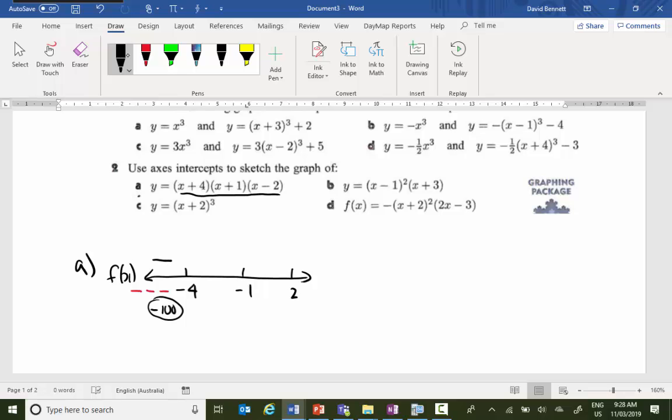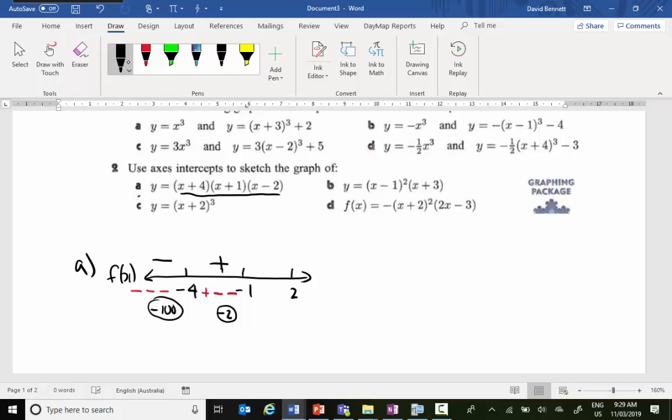Right, pick a value between -4 and -1. Well, I'm going to think of -2. If I put -2 into the equation, the first term, -2 plus 4, is +2. -2 plus 1 is going to be negative. And then -2 take 2 is negative. So two negatives make a positive, and a positive times that makes a positive.